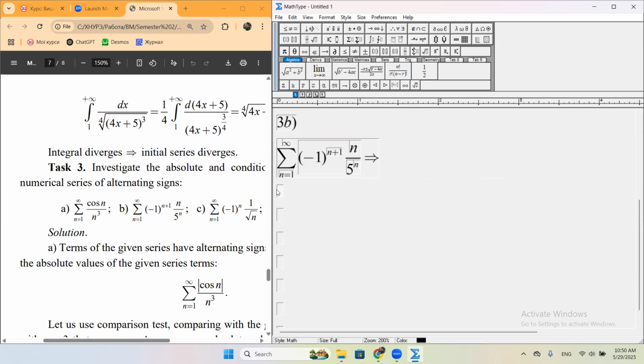So what are we doing next? Let's start investigating modules. So un equals this expression, and un plus 1, so we will use here the D'Alembert test. So n and n plus 1, and here 5 in power of n plus 1. So calculating the limit.